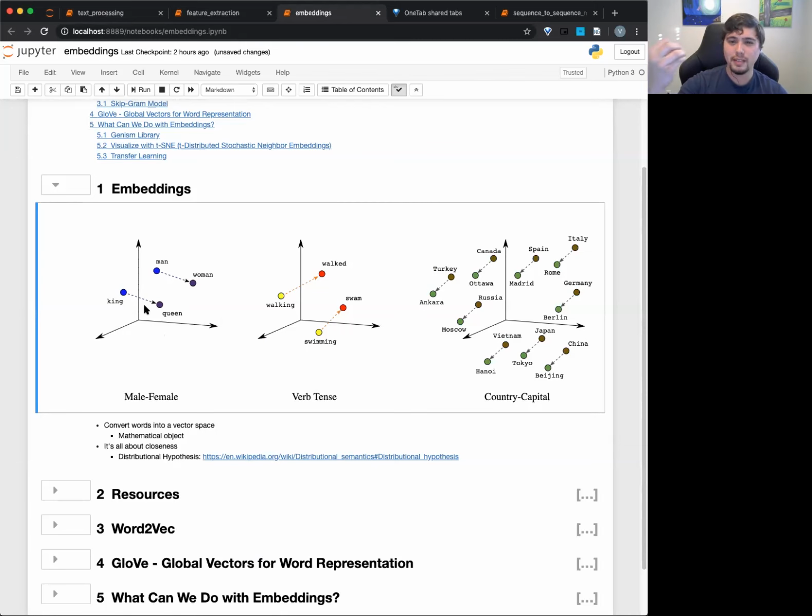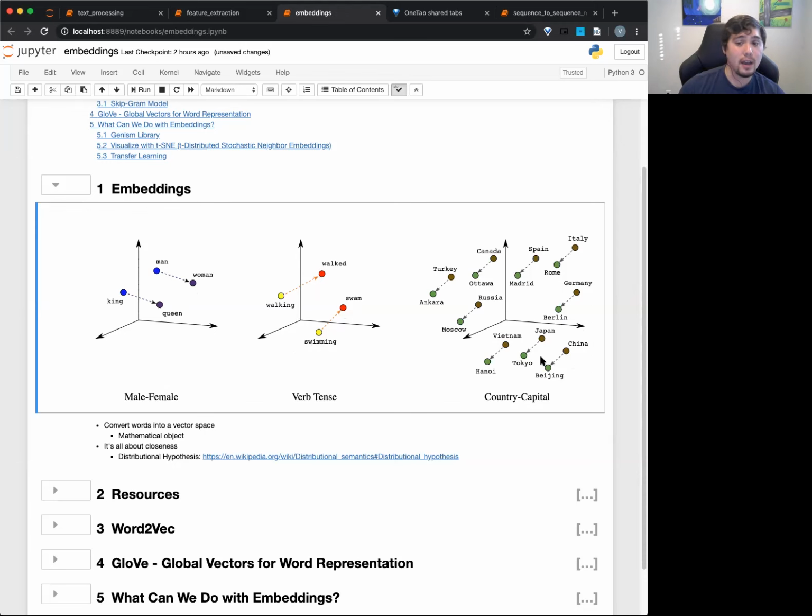But what's really cool about this is that you can start doing things like moving across this space. You can see this example here where we have king and man, and you shift it off in the same direction. You get, for example, gender information. A shift in this direction actually represents gender information. You can also see walking to walked, swimming to swam. This would represent something like verb tense: is it the present, is it the past, or something like that.